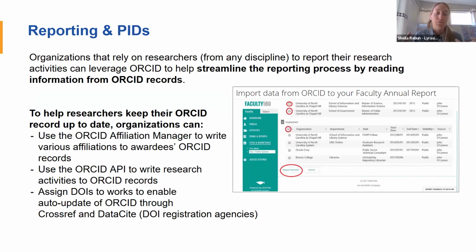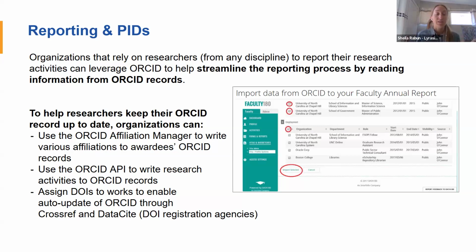Organizations are asking researchers, regardless of what discipline they're in, to report on their activities and what they've published that year, or what they've done that year. You can use the ORCID API to allow people to import data from their ORCID record to fill out their reports. That's all dependent on what kind of software systems you're using and whether you have the capacity to do a custom ORCID API integration.